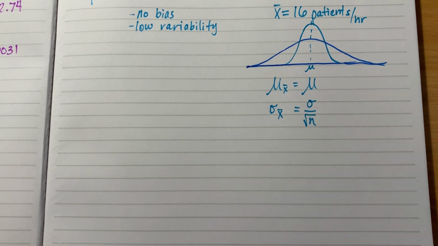parent population. All right, in the next video, we're going to talk about what a critical value is and how we can figure it out from the Z-table.